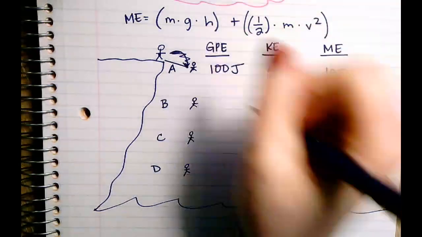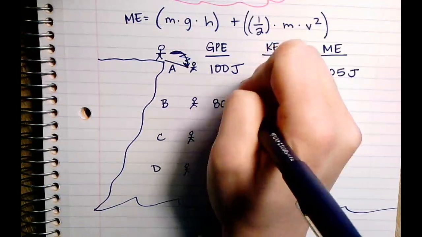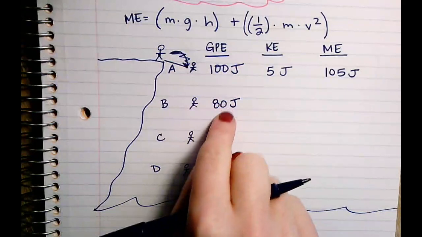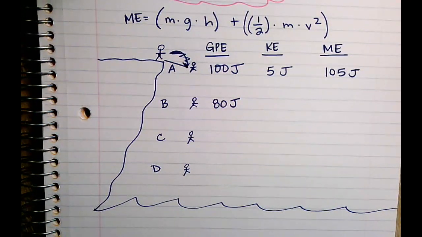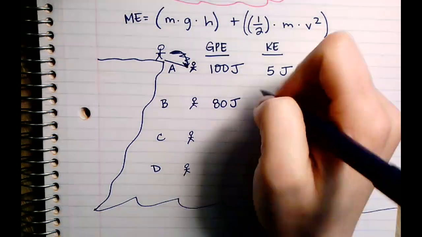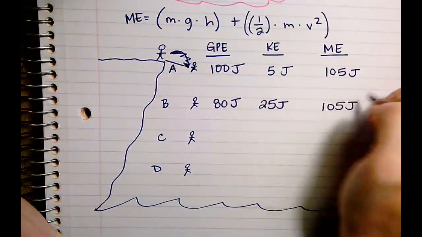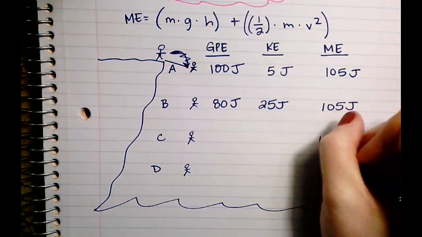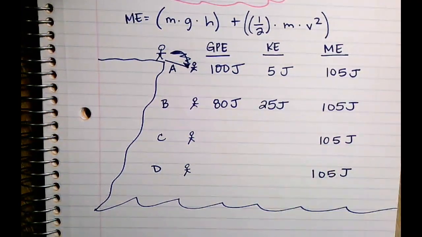Let's say for a little bit further down, it's at 80 joules here. Why would it be going down? That's because it's closer to the ground, it's losing GPE, but the kinetic energy is going to be increasing because he's moving faster. So what that means is that my kinetic energy would be at 25 joules. How do I know that? Because my mechanical should stay the same always. It's our total energy. So I can actually go ahead and fill that in right now. So it's 105 all the way down.